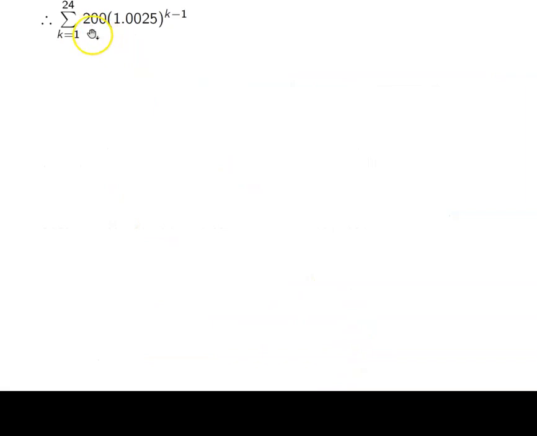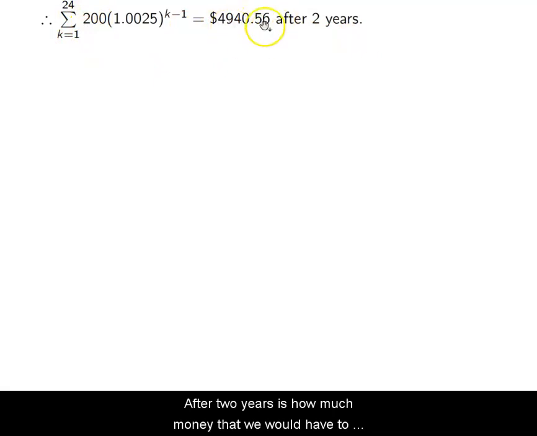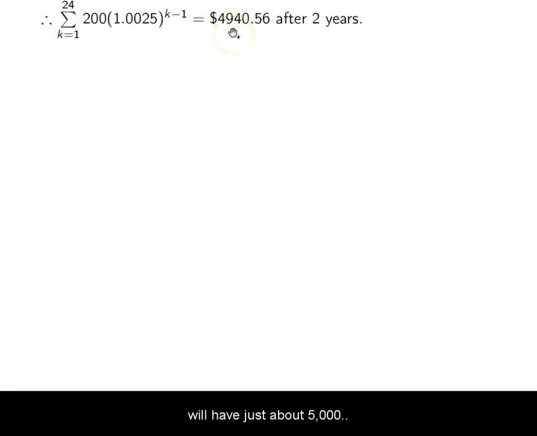So for 24 payments for 2 years, that's our entire set of payments here. Okay, so after 2 years, this is how much money that we would have. So paying $200 into this money market account that's earning 3% per year. After 2 years, we will have just about $5,000.